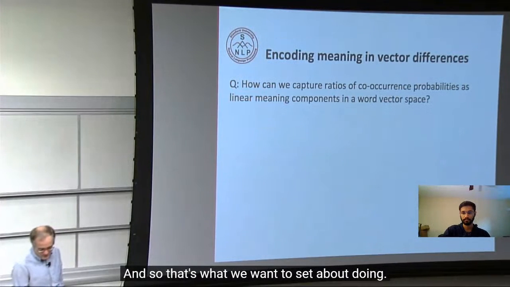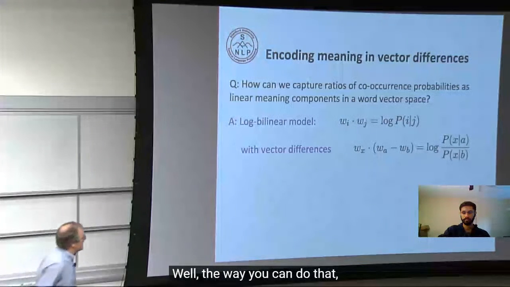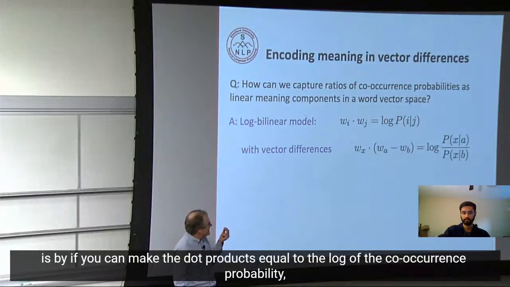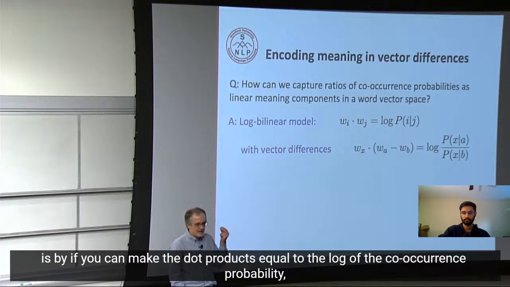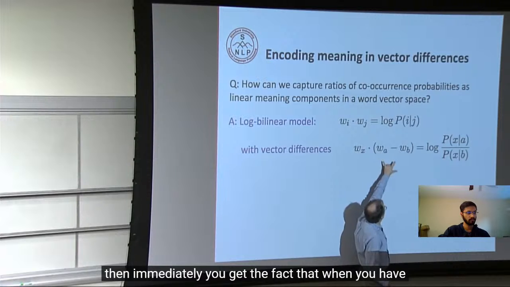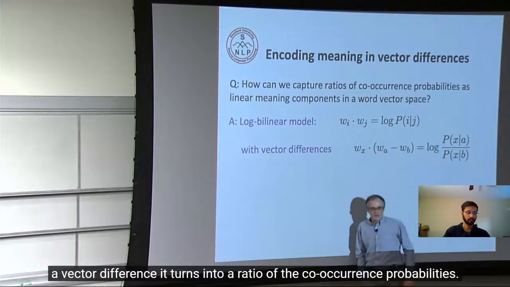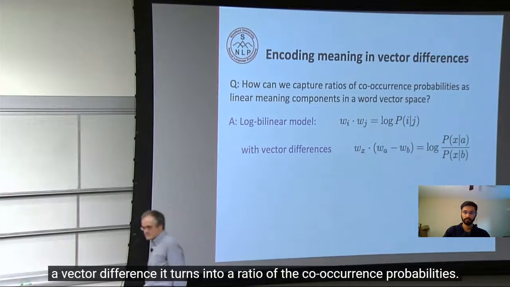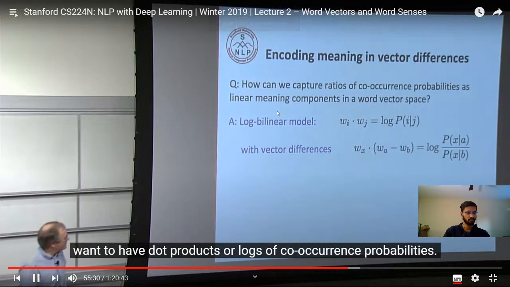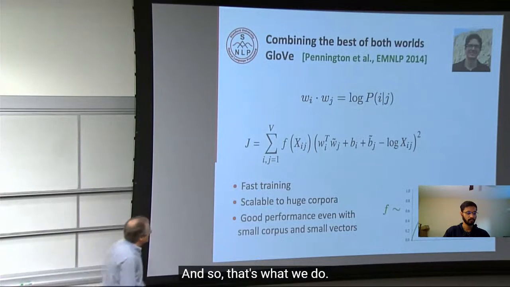And so that's what we want to set about doing. Well, how can you do that? Well, the way you can do that is by, if you can make the dot products equal to the log of the co-occurrence probability, then immediately you get the fact that when you have a vector difference, it turns into a ratio of the co-occurrence probabilities. And so essentially the whole of the model is that we want to have dot products or logs of co-occurrence probabilities. And so that's what we do.